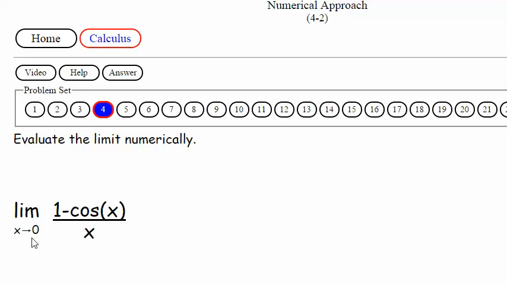Alright, we've got the limit as x approaches 0 of 1 minus cosine x over x. So we're looking at some trig functions now. Things ought to get interesting. And of course, there's nothing to factor here, so the only real way to do this at this point in our calculus career is to find what this limit is numerically, and that's what we're going to do. So let's move into the classroom and to the whiteboard.